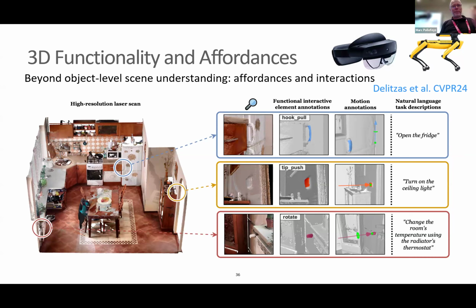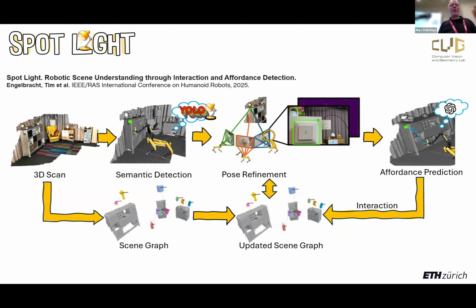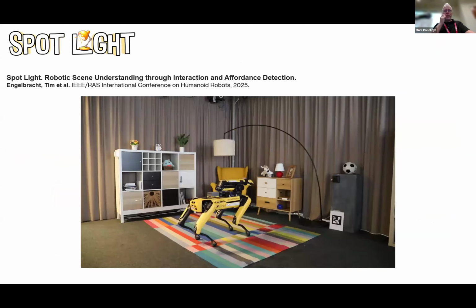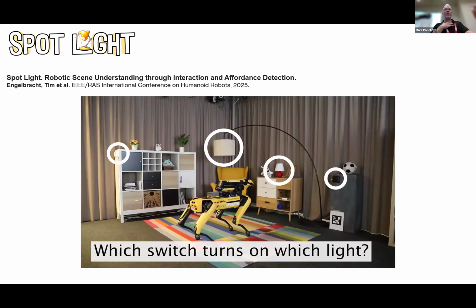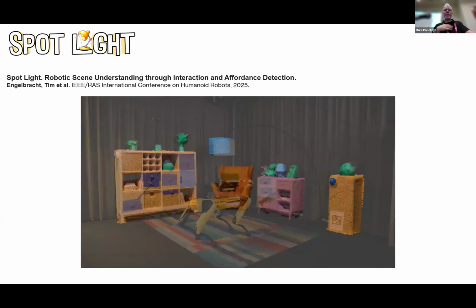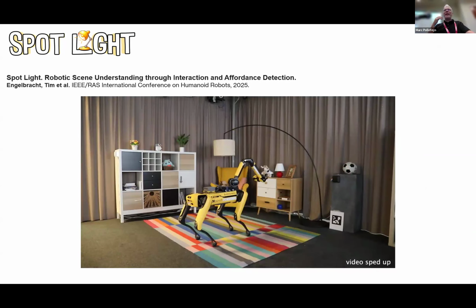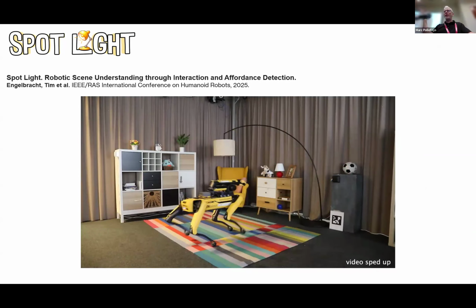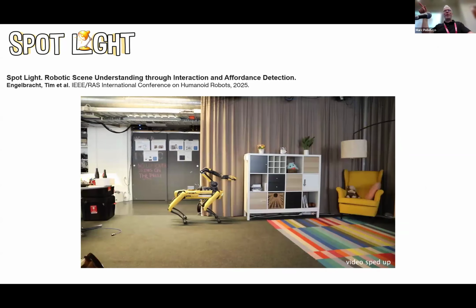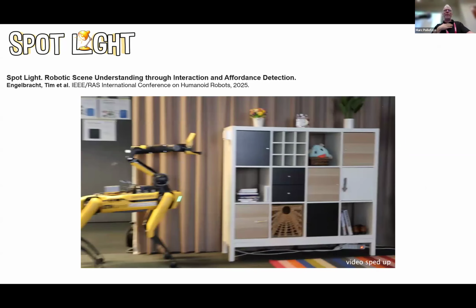And then here's some work in the robotic space, where we first build up a scene graph representation, but now we want to add some of the functionality that we would observe. So we learn to detect the switches. We've actually built a whole data set for that. So we build this scene graph. We identify that there are lamps and switches, but we don't know which switch actuates which lamp.